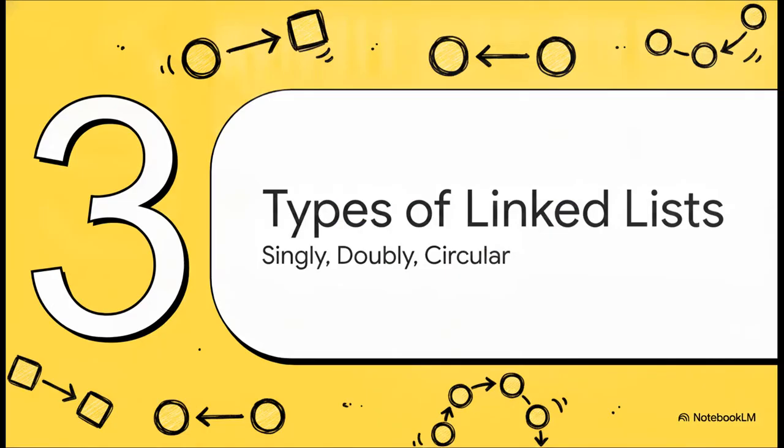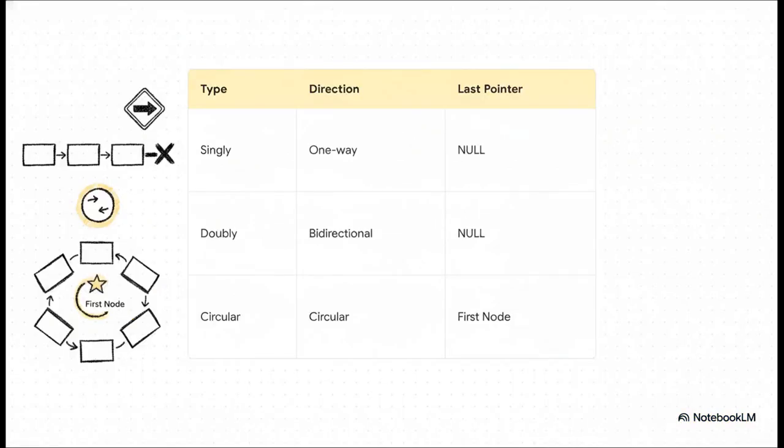Now that we know what a node is, let's look at how we actually arrange them in Section 3, Types of Linked Lists. We'll be looking at singly, doubly, and circular. And this brilliantly illustrates the three main variations we can build. First up, we have the singly linked list. This one's a one-way street. You start at the head, and you can only travel forward until that last pointer hits null.